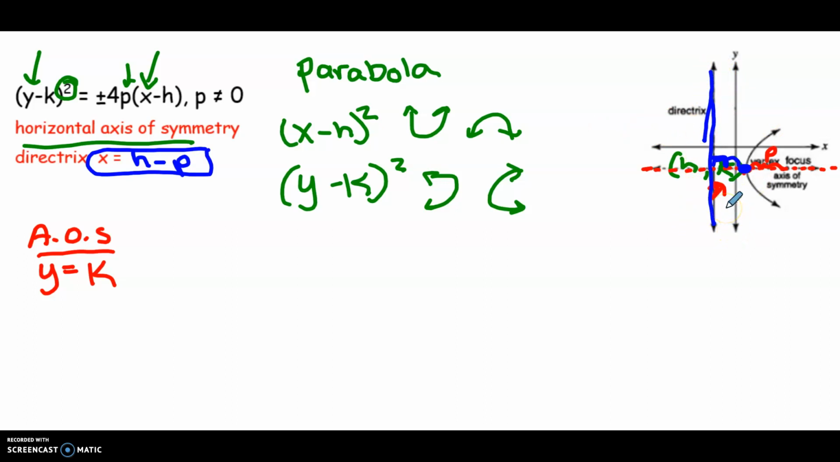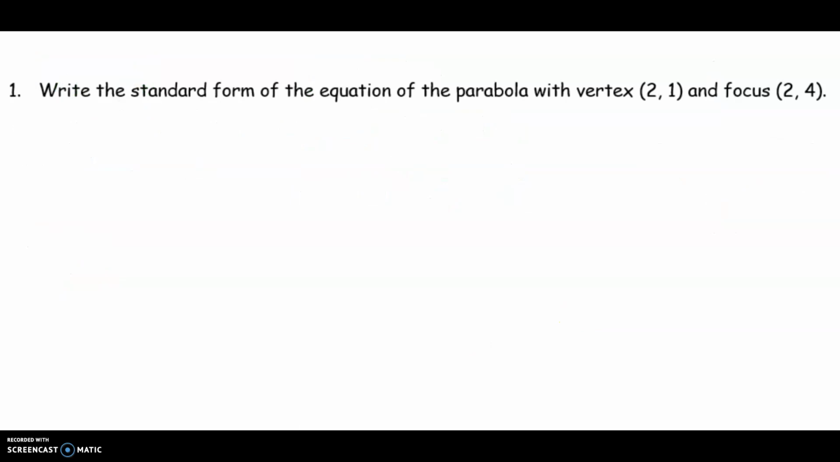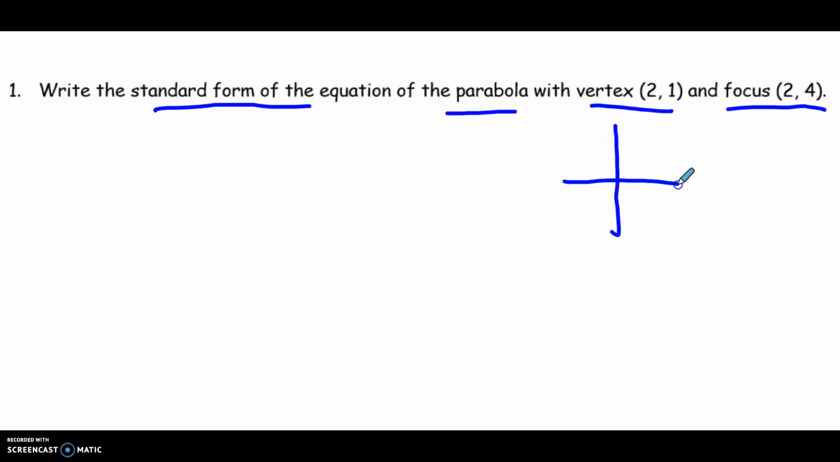So let's start to do some practice problems. The next slide, and hopefully you're following along on the worksheet. It says write the standard form of the equation of a parabola with a vertex of 2, 1 and a focus of 2, 4. My very first step for you is to go ahead and give it a sketch. I want you to plot this because right now I have no clue. Is it opening upward, downward? I'm not sure.